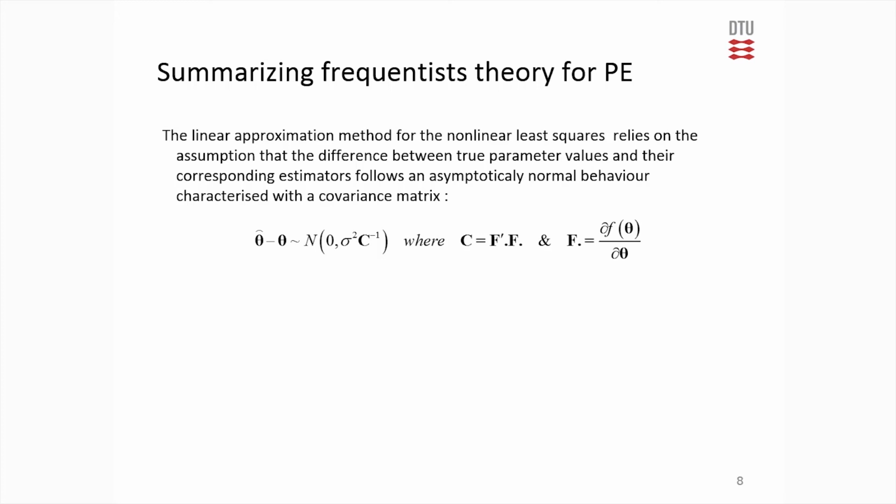To summarize the parameter estimation theory, it can be concluded that parameter estimators are considered random variables because of the stochastic nature of the measurement errors. The difference, and therefore the parameter estimation error, between true parameter values and their estimators follows an asymptotically normal distribution with mean zero and a certain covariance matrix for a large sample of n.